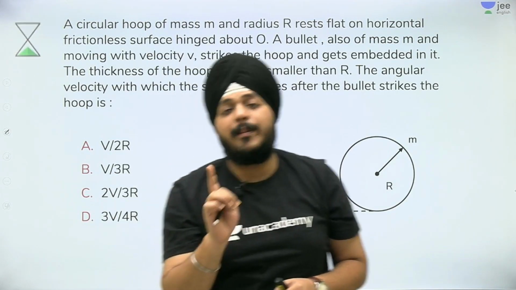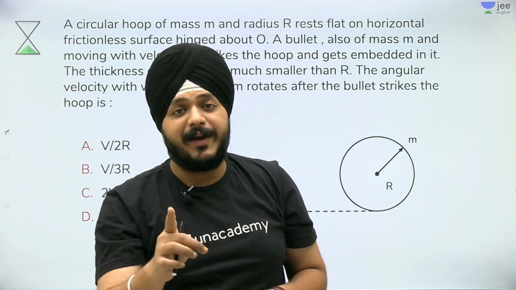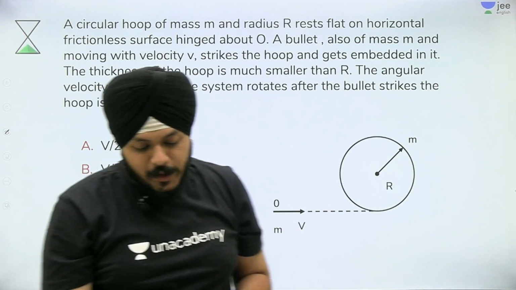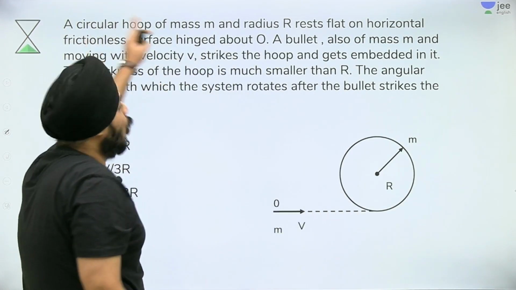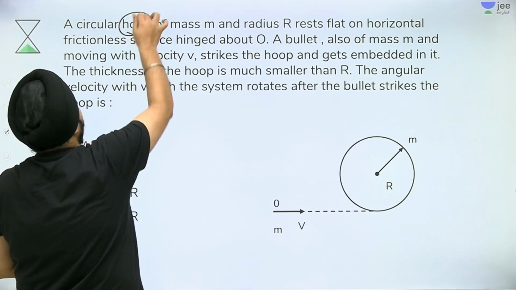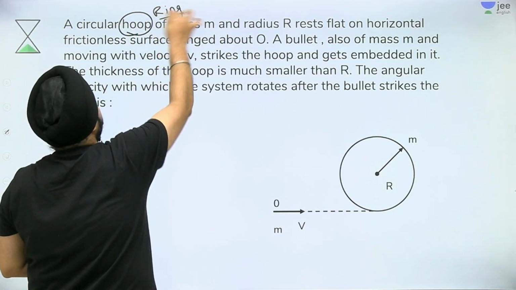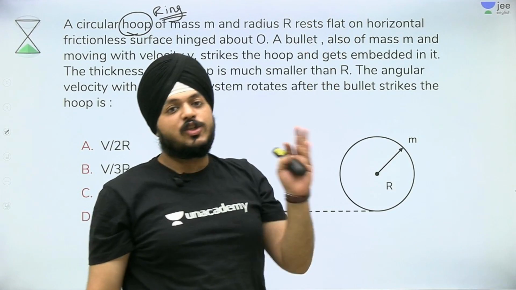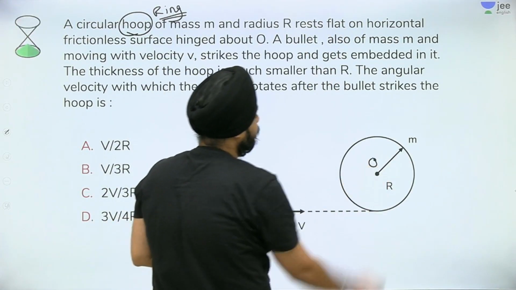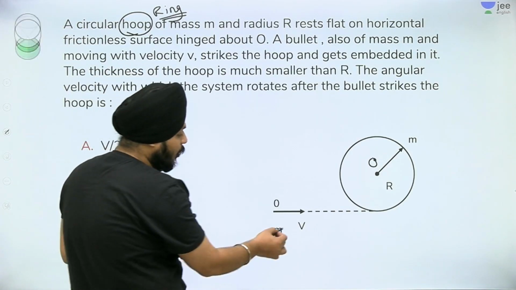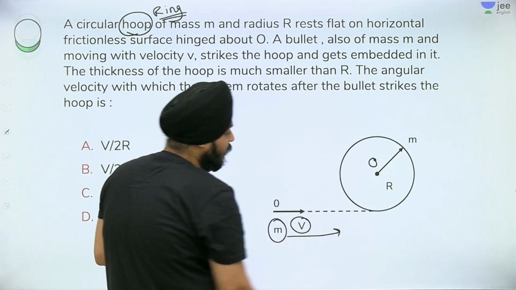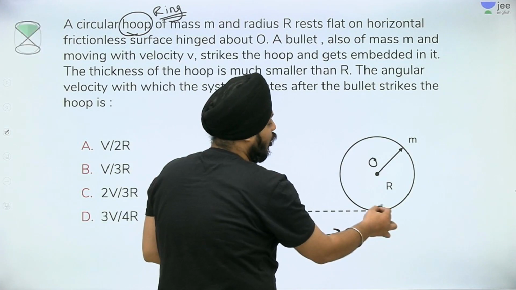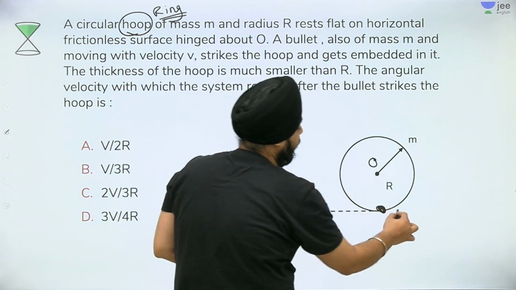Now we will clear up the concept of angular momentum and its conservation. Moving forward to the next question. A circular hoop, which means a ring-like structure, of mass m and radius r, rests on a horizontal frictionless floor. It is hinged about the point O. Now a bullet of mass m with velocity v is moving forward. It strikes the edge of this hoop and gets embedded inside.